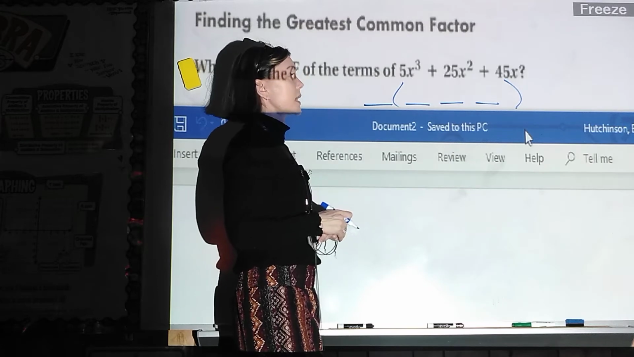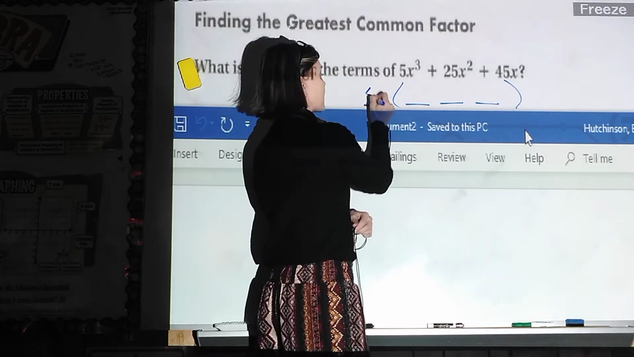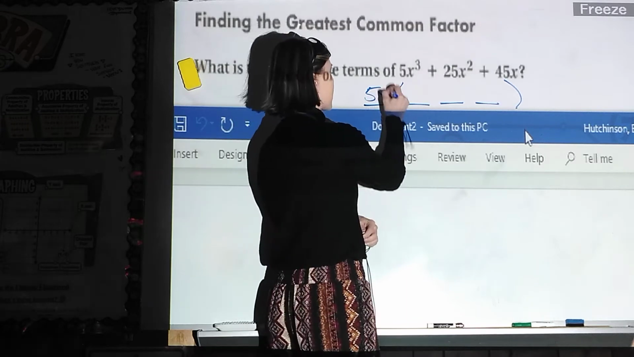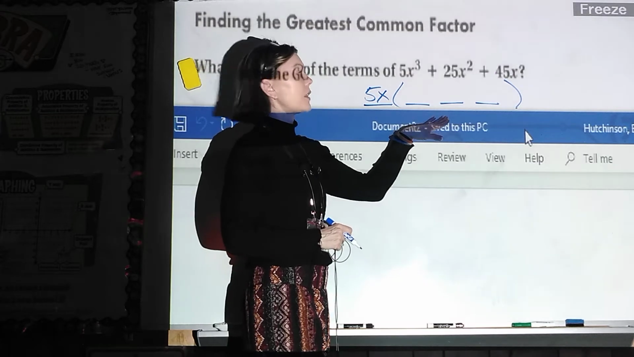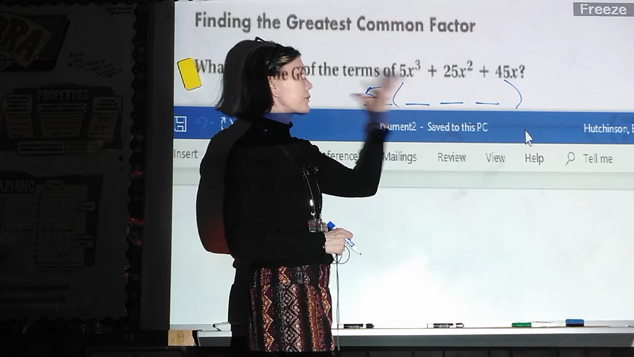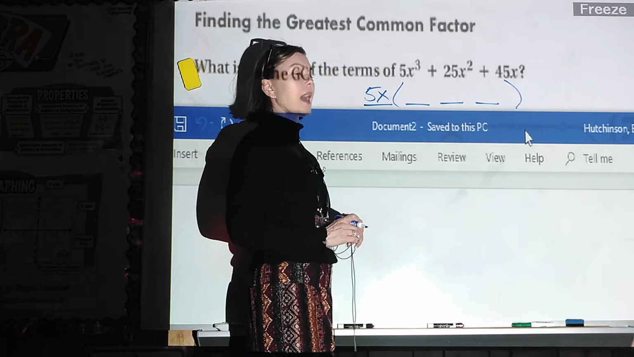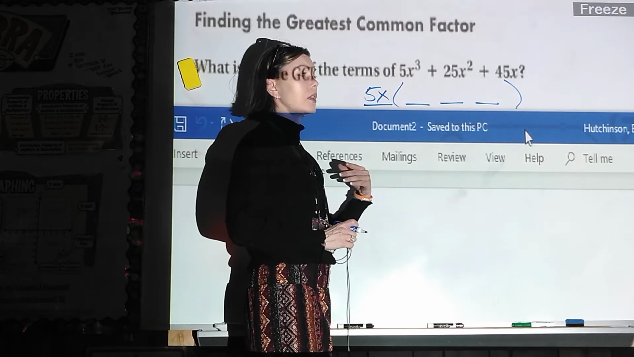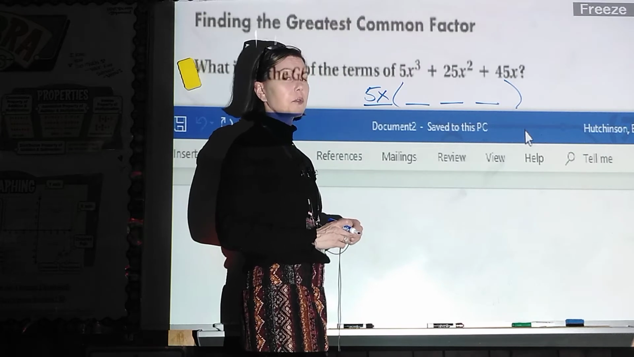And again, we're going to say, what do all three terms have in common? Well, all three of these terms are multiples of 5, so we're going to put 5. And then all three of these terms have the x variable, so our GCF of all three terms is 5x. But we have to put in what's left over here, what we have left over after factoring out the GCF. This is going to also help us when we are factoring quadratics when the A value is greater than 1, or factoring by grouping. This is a very important skill for us to have.